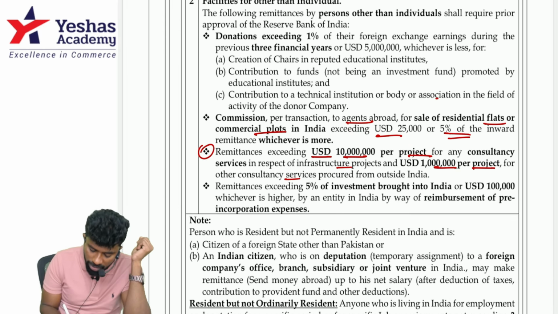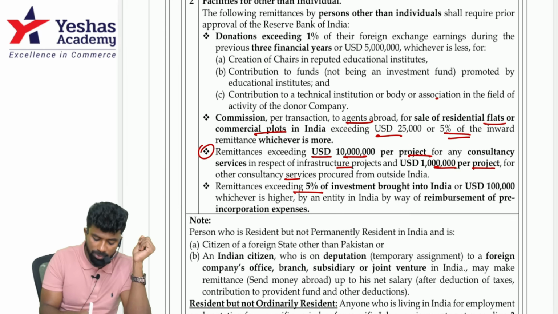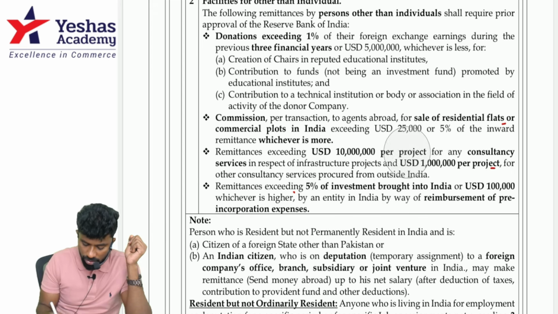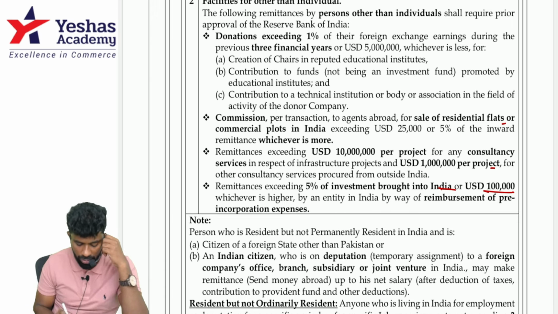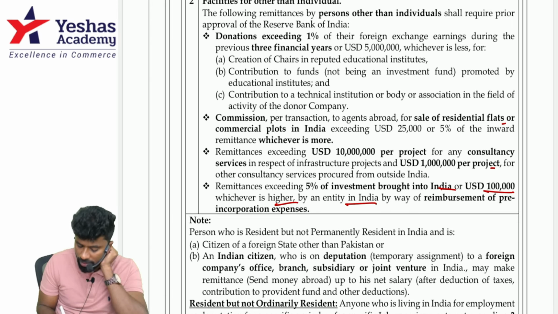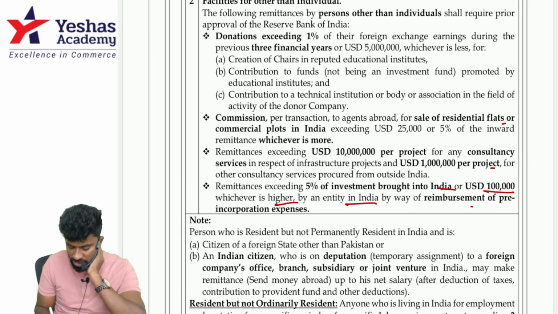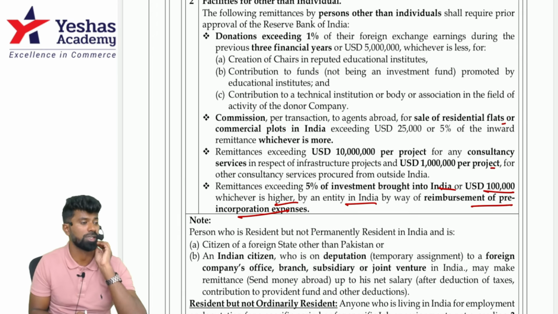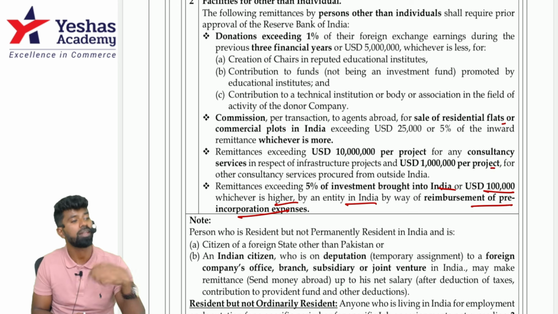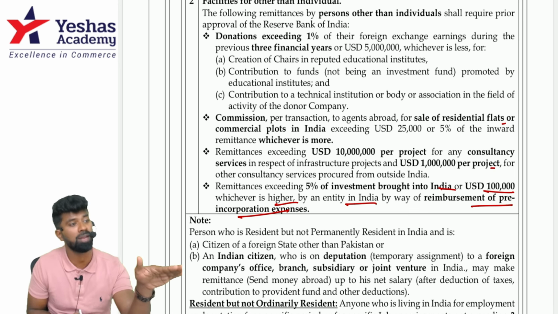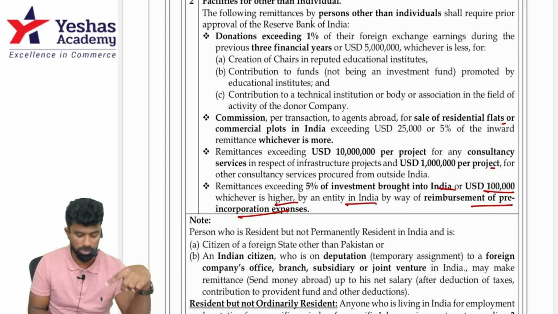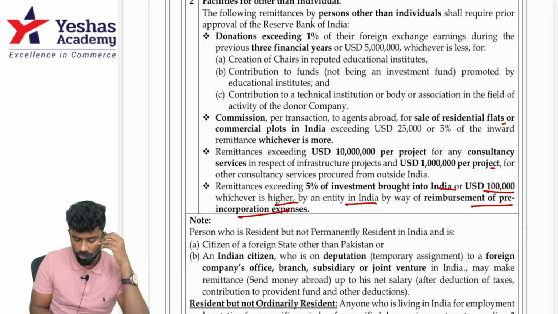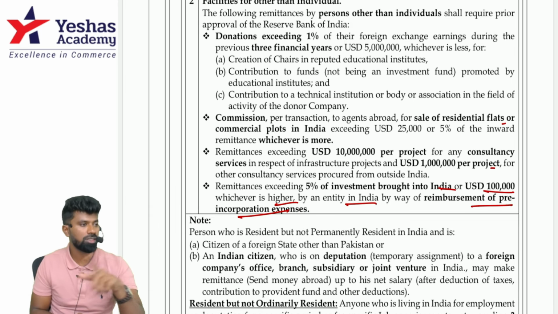Last one, remittances exceeding 5% of the investment brought into India or US dollar 1 lakh, whichever is higher, by any entity in India by way of reimbursement of pre-incorporation expenses. If a company wants to reimburse pre-incorporation expenses, what is the limit? 5% of the investment or US dollar 1 lakh, whichever is higher. For this one, whichever is higher.